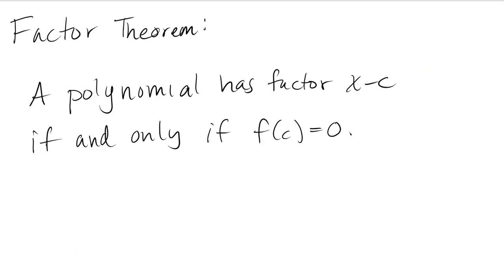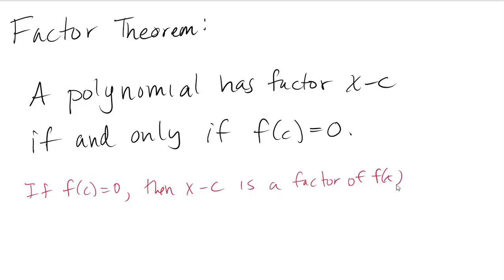To end the video, we're going to do some examples using this factor theorem, and we're going to use it in both directions. An if and only if statement has two directions. One of the directions of this theorem says this: if f of c equals 0, then x minus c is a factor of f of x.